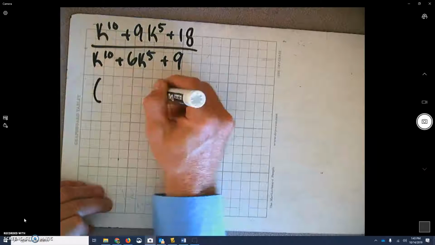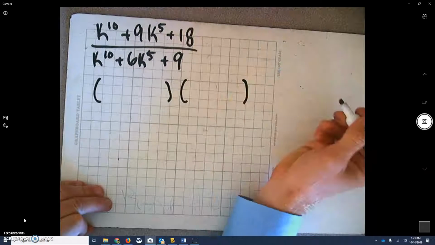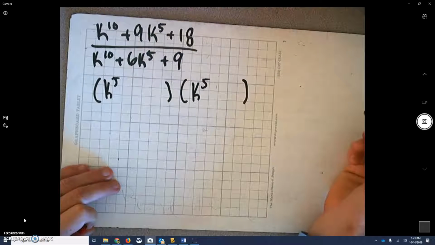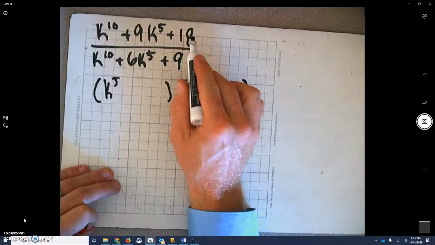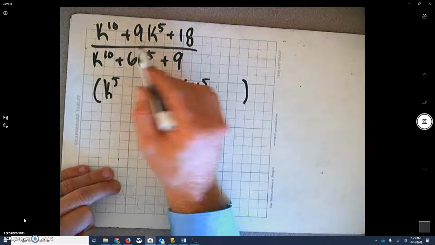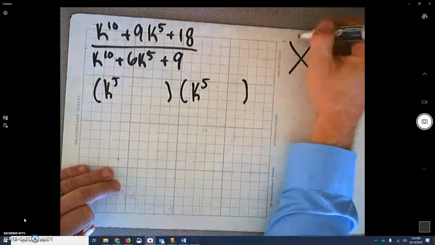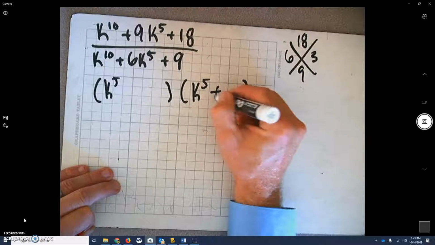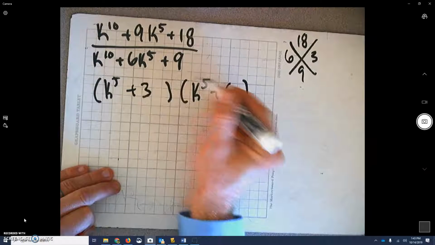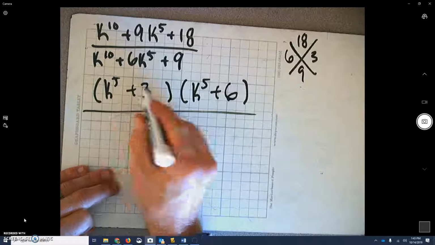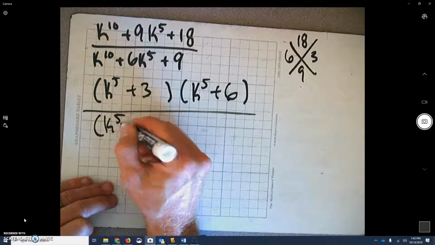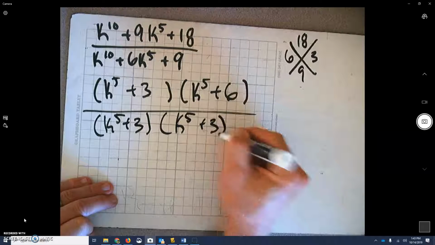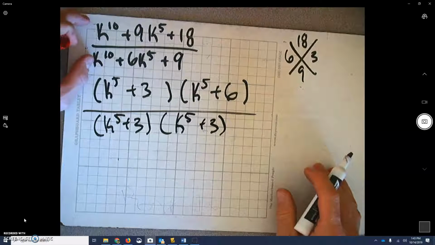So when we factor, we're just going to have k^5 and k^5. What numbers multiply to 18 and add to 9? It's going to be 6 and 3. So it's k plus 6, k plus 3. And then this is going to be k^5 plus 3 times k^5 plus 3. I'm just factoring these things from here to here.